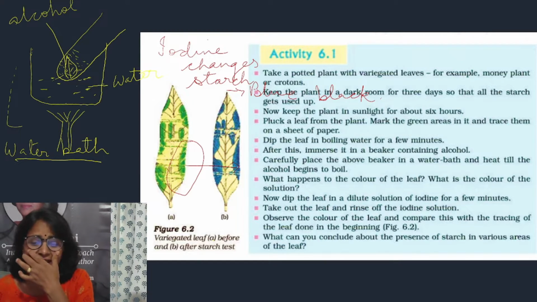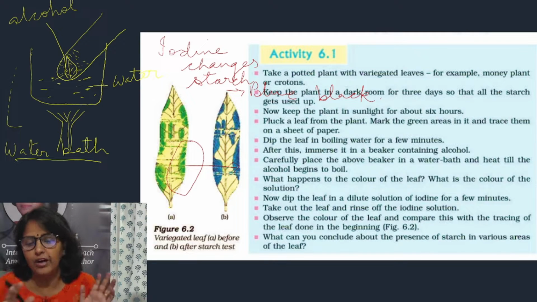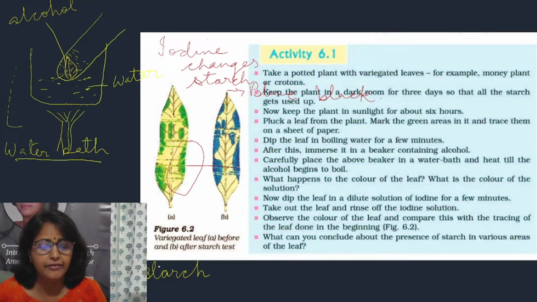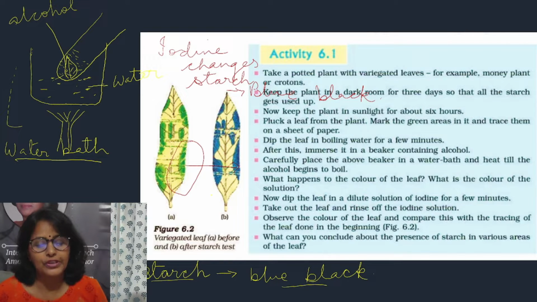So this is what will happen when we take out the leaf from the iodine solution, rinse it off, and then observe the change of the color that happened. Wherever green color was present in the leaf, that is, chlorophyll was present, there we have starch formation, and that turns blue black because iodine turns starch blue black. So this is one activity which shows chlorophyll is necessary for photosynthesis.